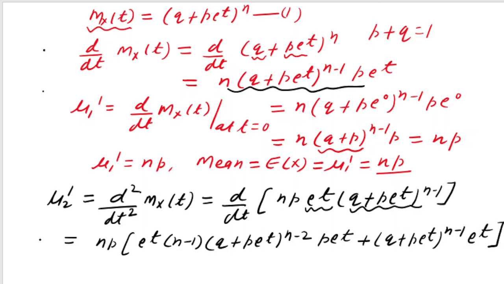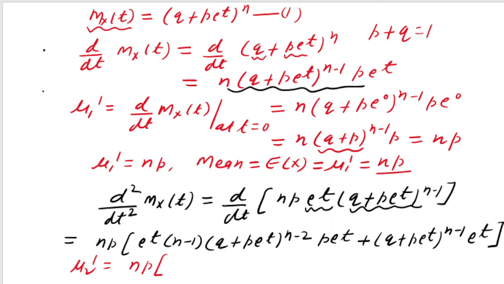So this is not mu2 dash. Sorry, I made a mistake here, because this is just the second order derivative. To calculate mu2 dash, I have to take the value at t is equal to 0. So don't write it as mu2 dash. To write mu2 dash, I am writing it here now. So let me change the color. What is mu2 dash? Mu2 dash means I have to put t is equal to 0 in this expression. So np is already written, right?